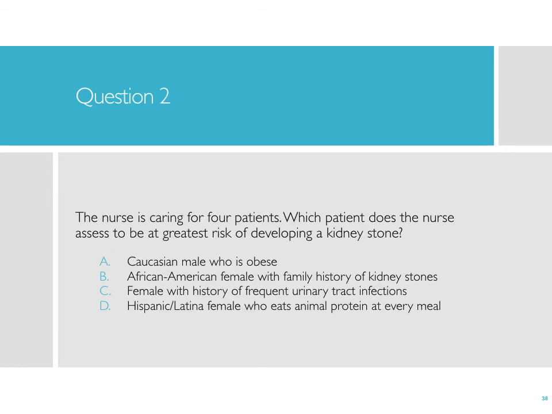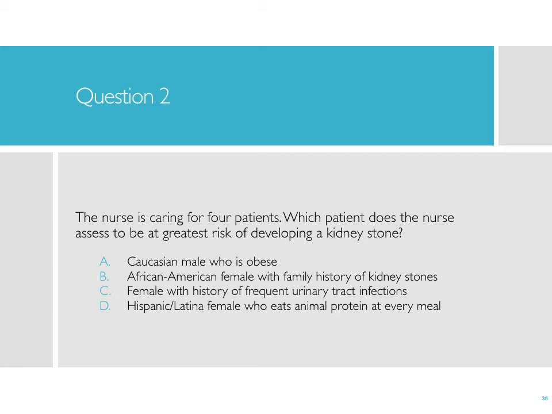Number 2, the nurse is caring for 4 patients. Which patient does the nurse assess to be at greatest risk of developing a kidney stone? A, a Caucasian male who is obese; B, African American female with family history of kidney stone; C, female with history of frequent urinary tract infections; or D, Hispanic Latina female who eats animal protein at every meal.